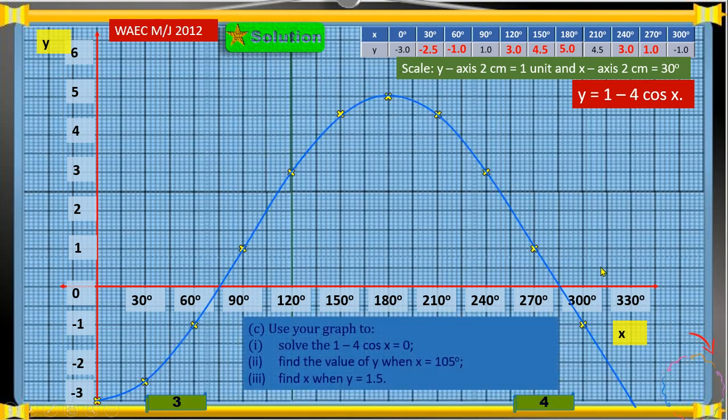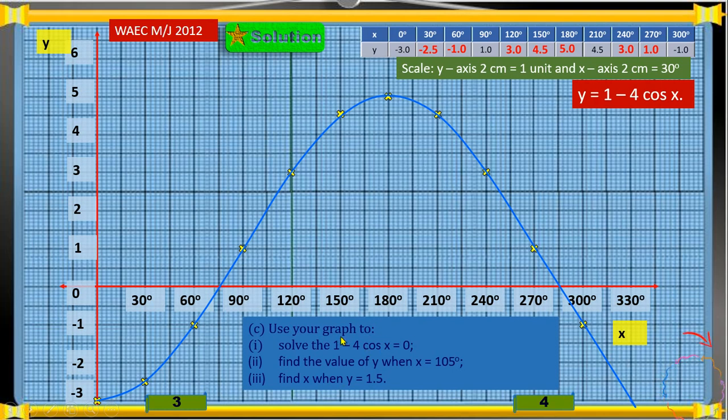Now we are going to use this curve to answer these questions here. Use your graph to solve this equation. Find the value of y when x is 105 and find the value of x when y is 1.5. Let's start with the first question.